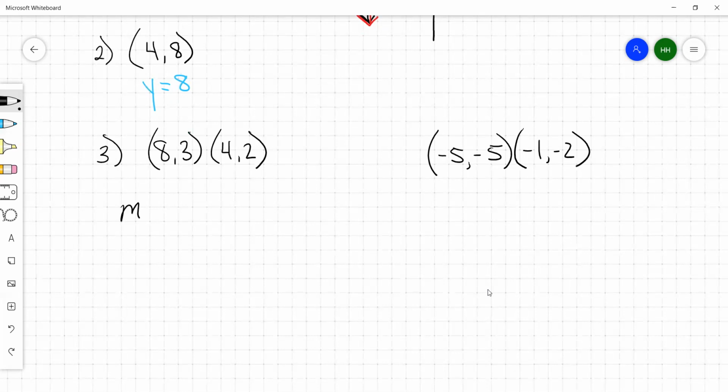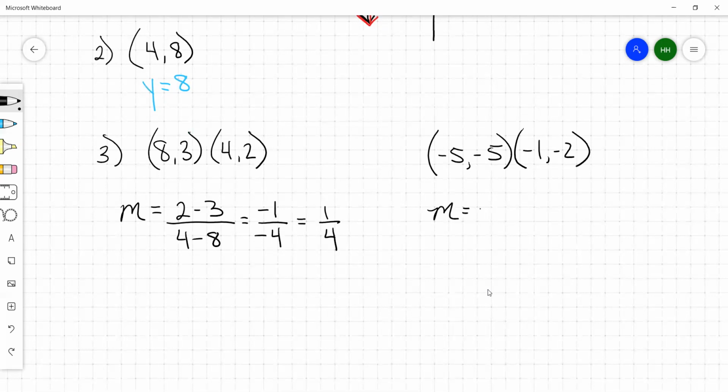So the slope of the first line is 2 minus 3, divided by 4 minus 8. That's negative 1 over negative 4. That has to be simplified, guys. You can't leave it as negative 1 over negative 4. What is a negative divided by a negative? Positive. So that changes to 1/4. There's the slope of your first line.